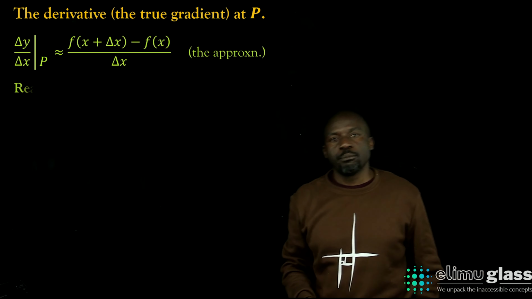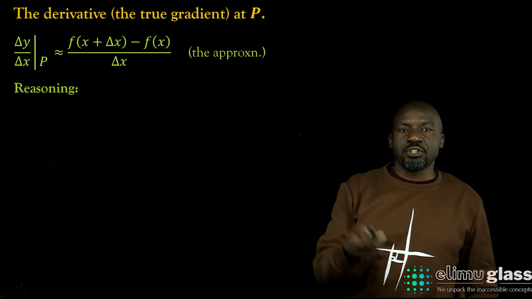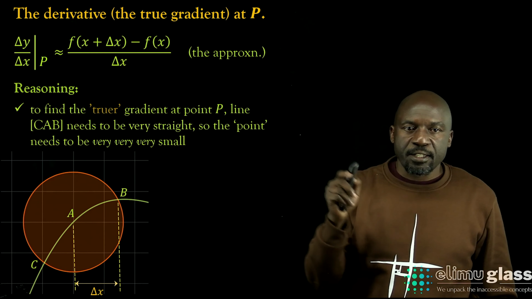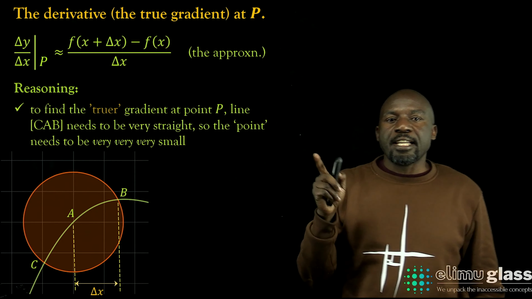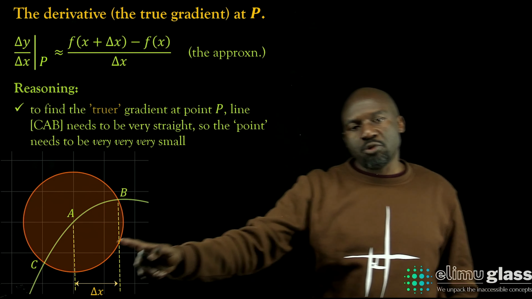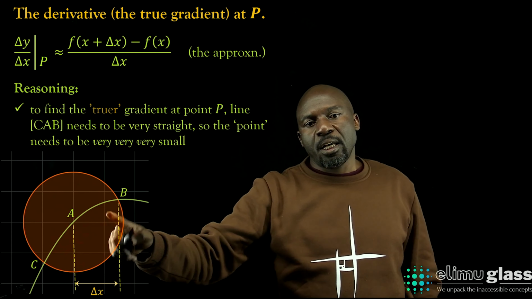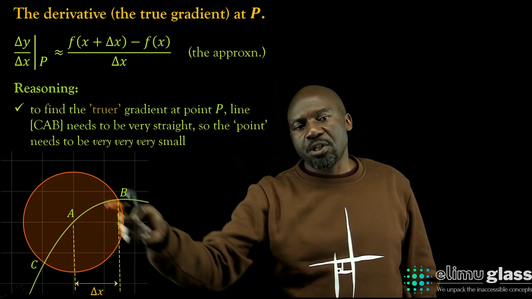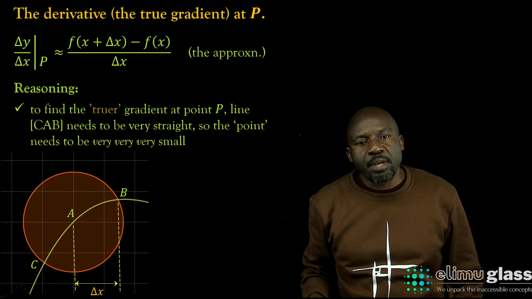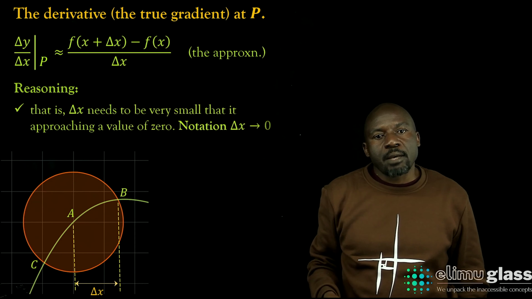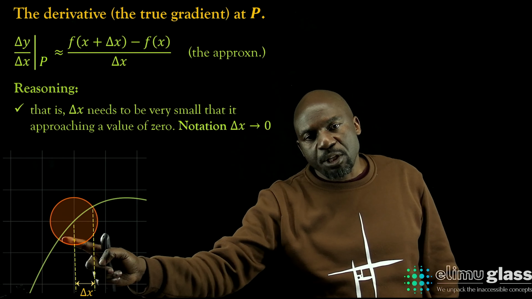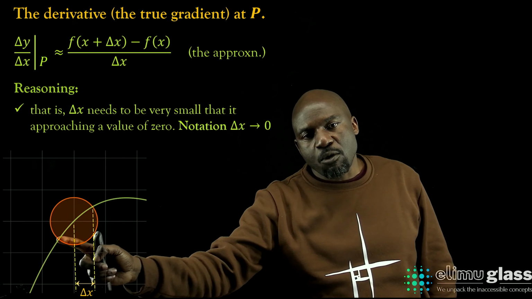Let's reason with that briefly. We've already reasoned, but let's just line it up now nicely. So we reason that to find the true gradient at point P, line CAB here needs to be very, very straight. We want it to be straight. And the only way to make it straight is to make this circle here, which is our point P, smaller and smaller. And you can see that as I make it smaller, already you can see I've made it a bit smaller. This is turning a bit more straight.